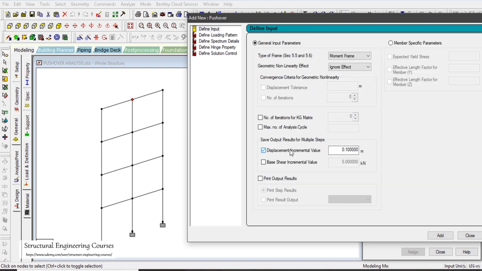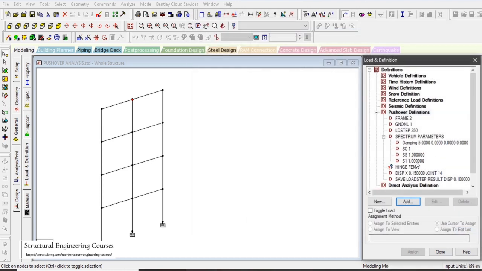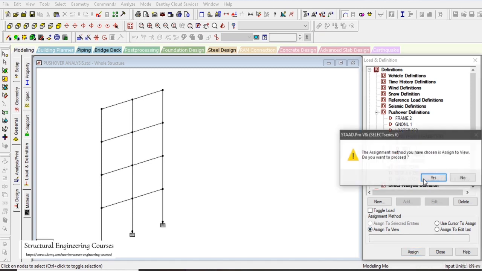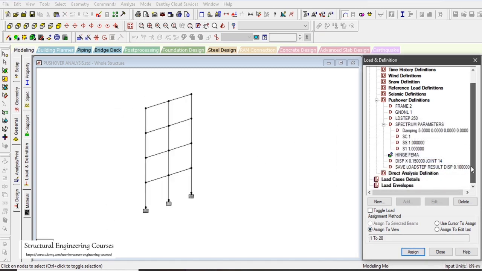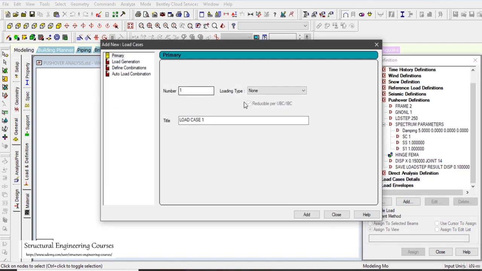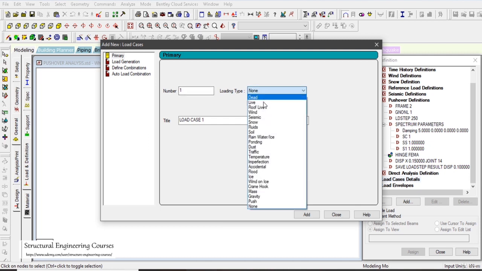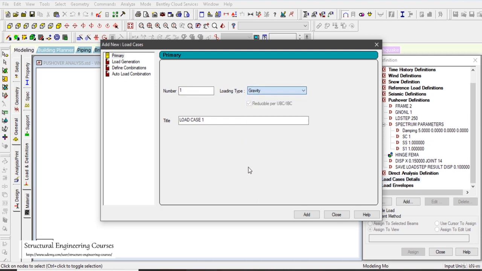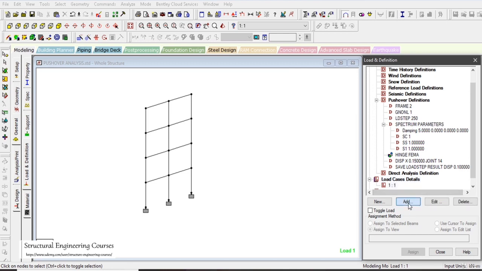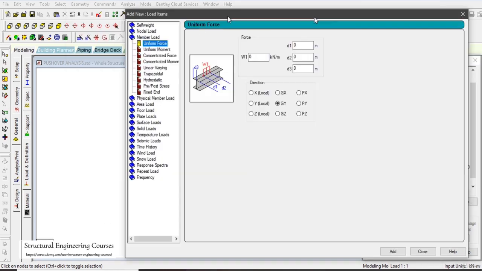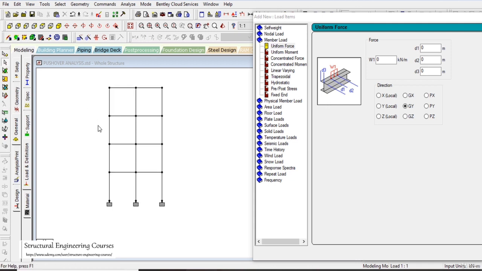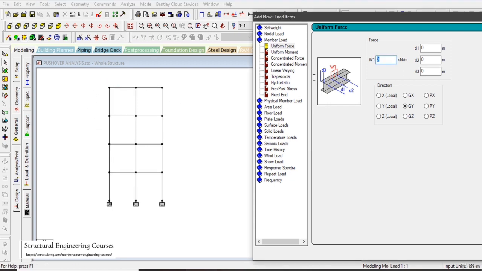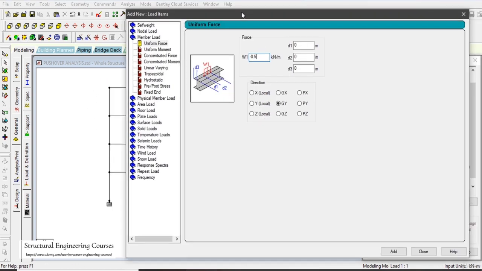And we can go for save output results. Displacement increment value we can select as 0.1 meter, and then left click again on add here. For hinges FEMA, we can left click on assign to view, and after that we can go for load case details. Here we need to enter gravity, and select load case number 1. We can select the member load, and here we can enter minus 0.5 kilonewton per meter.